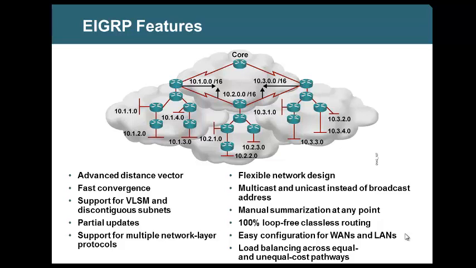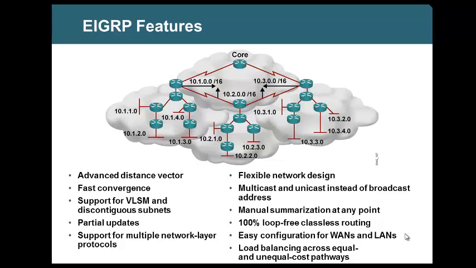Next, EIGRP uses the DUAL algorithm, the Diffusing Update Algorithm, which guarantees 100% loop-free classless routing. DUAL, Diffusing Update Algorithm. EIGRP configuration is actually as simple as configuring RIP. Additionally, you will have an autonomous system number and a wildcard mask if you need. Otherwise, it's the same as RIP, not much difficult.